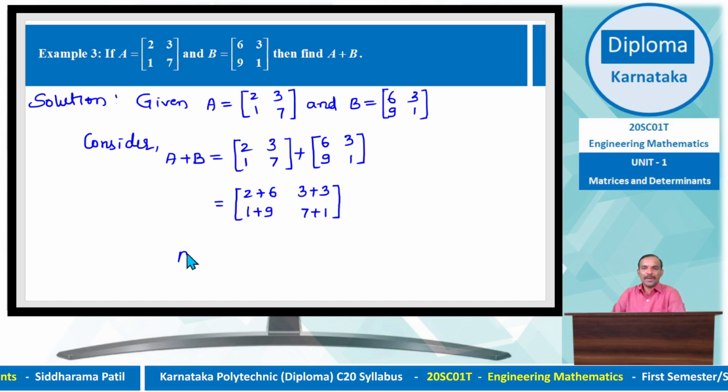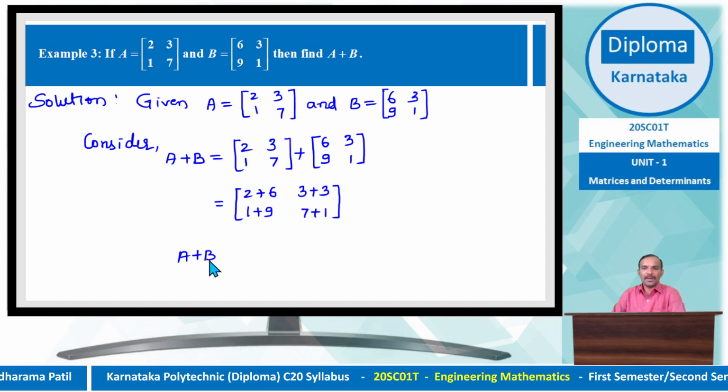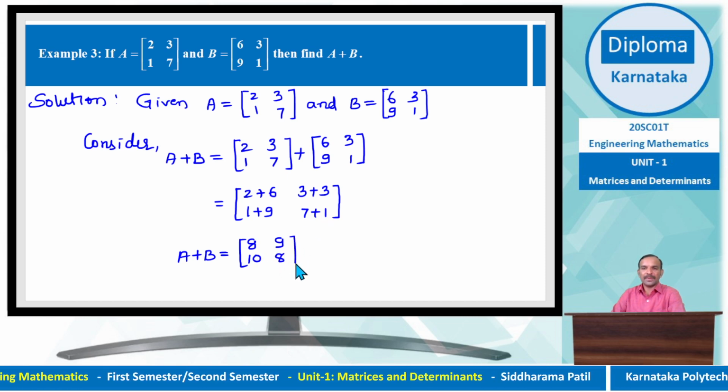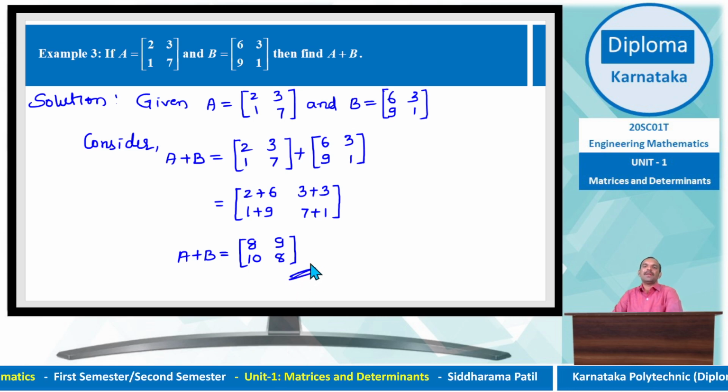Now A plus B is equal to 2 plus 6, 8. 3 plus 3, 9. 1 plus 9, 10. 7 plus 1, 8. This is the required matrix A plus B.